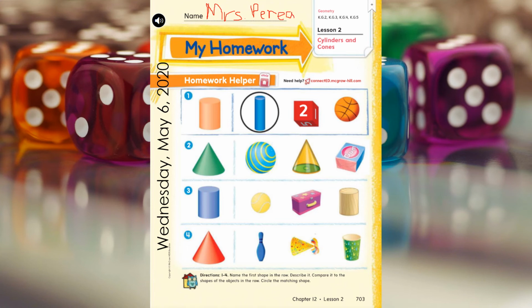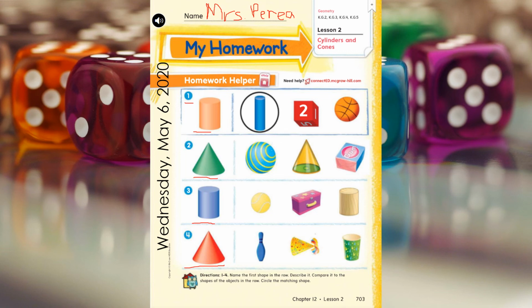All right, so these next 2 pages will be the last ones for today, and we're going to be working on them a little more independently, but I will give you the instruction. All right, so number 1 was done for us, and you had to find the cylinder. Number 2, find the cone and circle it. Number 3, find the cylinder and circle it. And number 4, find the cone and circle it.